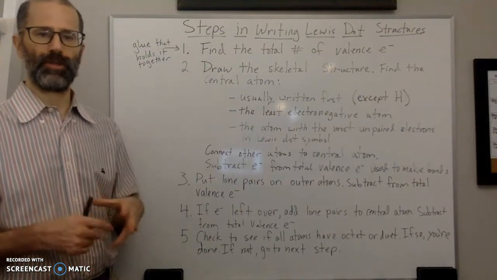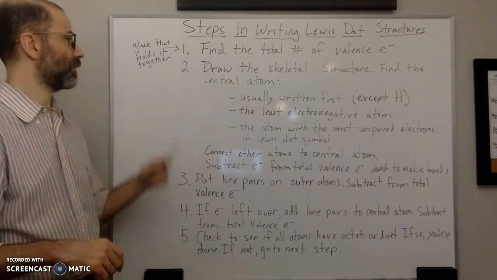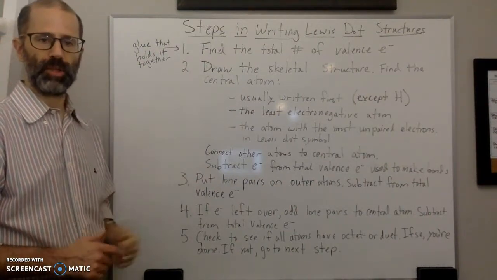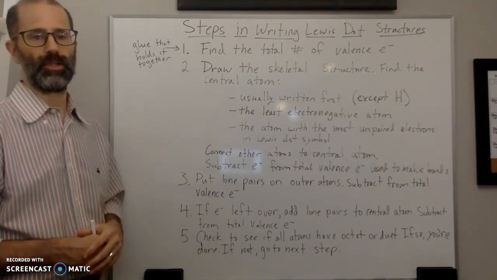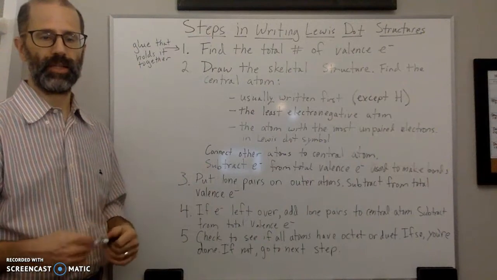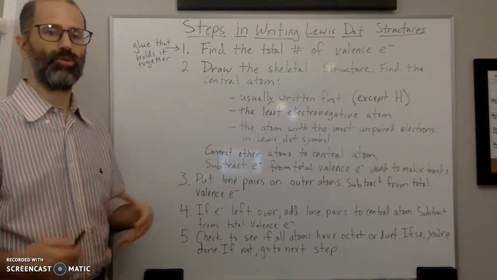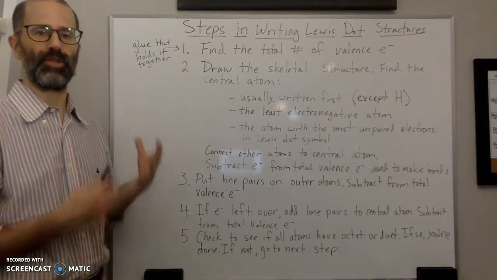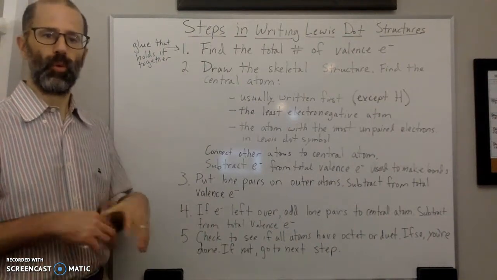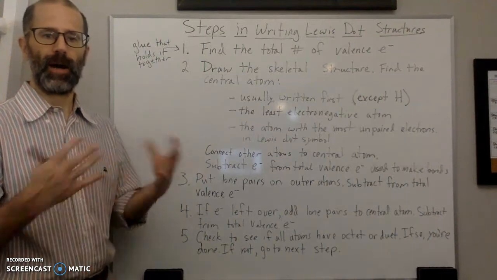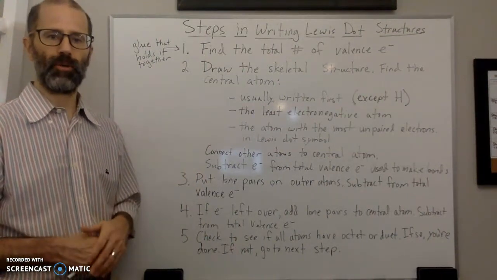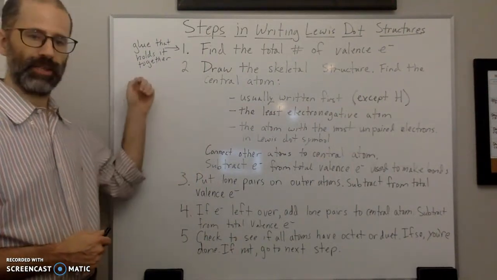Okay, so that's the first thing. And the reason that's important is because the valence electrons are going to be the ones that you're going to be using to put the molecule together. So it's like the glue that holds everything together. So you're not allowed to use anything outside of the total number of valence electrons. Once you use up all your valence electrons to put the molecule together, you can't add any more. So that's the first step.